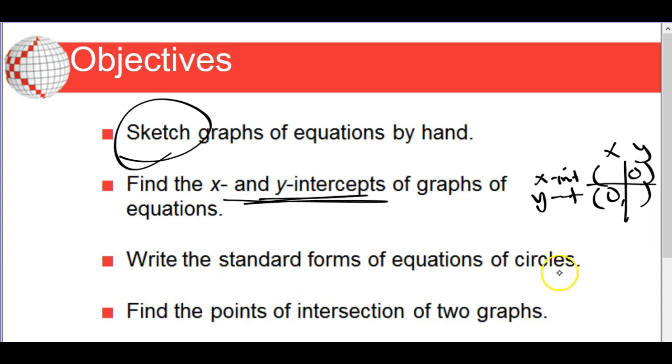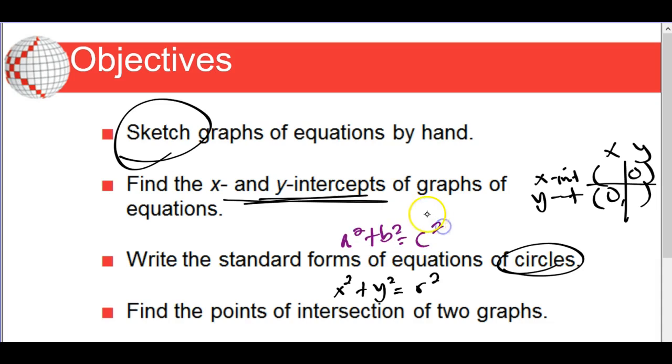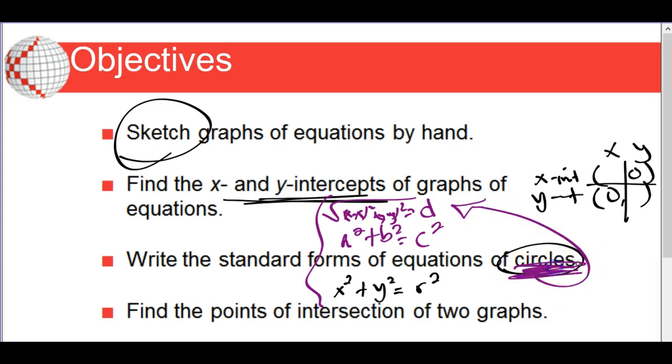You should be able to write standard forms of circles, which is x squared plus y squared is equal to r squared. It looks like what we learned in section 1.1, the Pythagorean theorem, a squared plus b squared equals c squared, which is also the distance formula: x minus x quantity squared plus y minus y quantity squared. So they're all in the same family. And it makes sense that circles have something to do with distance, because the definition of a circle is the set of all points that are an equal distance away from the center point. So if the distance is r, you can see that I'm replacing r with the distance formula and just taking the square root of both sides.